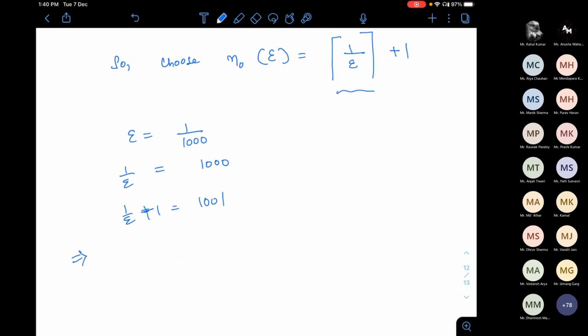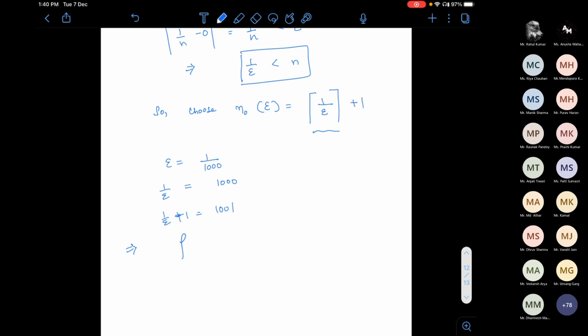So I am saying, for n greater than this number, 1 by n is less than epsilon. Agreed or not? Yes, ma'am. But now, since I have given this formula, I can substitute any epsilon, not particularly 1 by 100 or 1 by 1000.